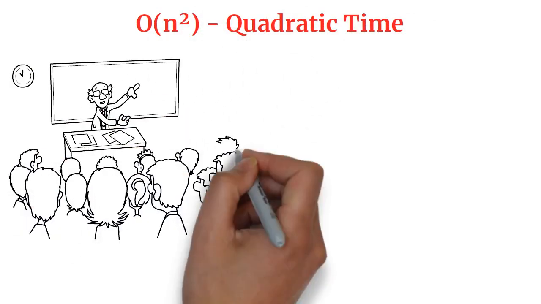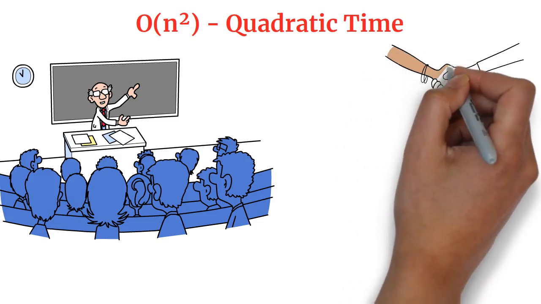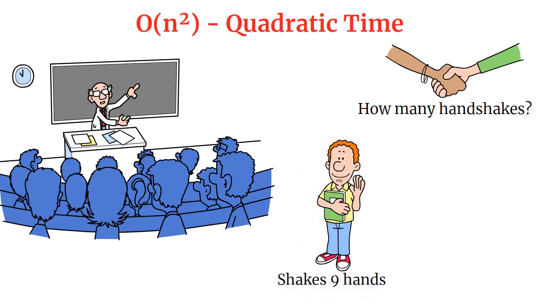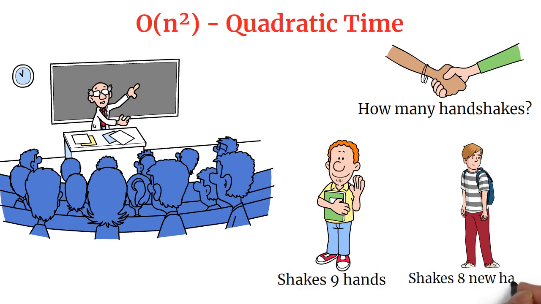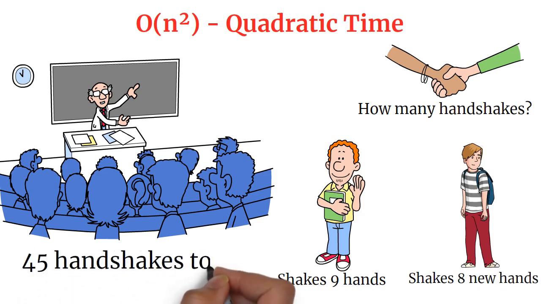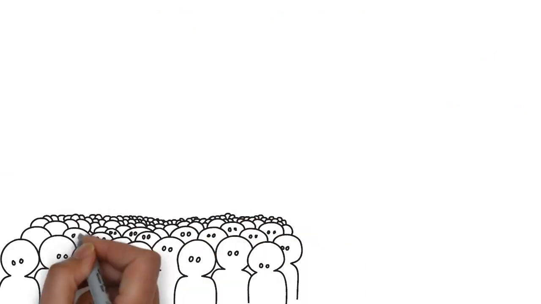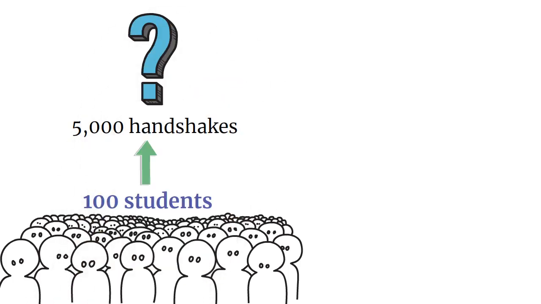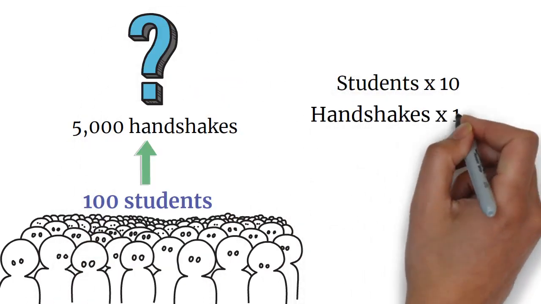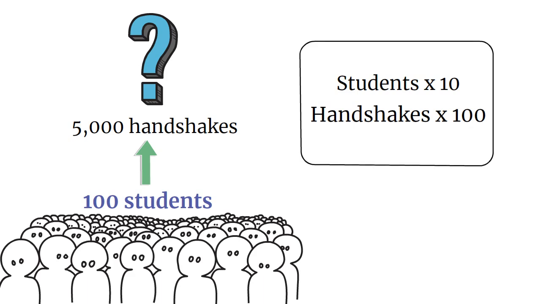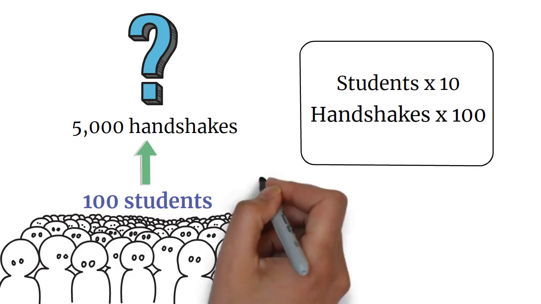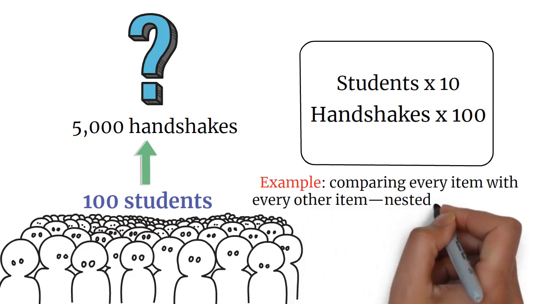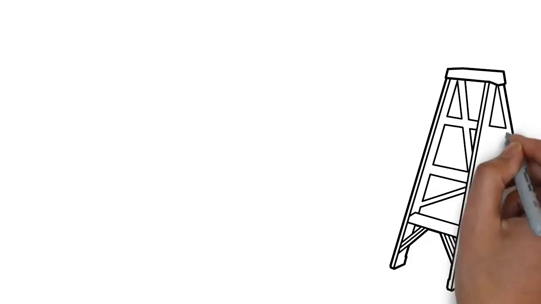Picture a classroom with 10 students. Everyone must shake hands with everyone else exactly once. How many handshakes? Student 1 shakes 9 hands. Student 2 shakes 8 new hands, and so on. That's 45 handshakes in total. Now imagine 100 students. That's about 5,000 handshakes. See what happened? We multiplied students by 10, but handshakes multiplied by 100. That's O(n squared). An example is comparing every item with every other item. Nested loops in code.